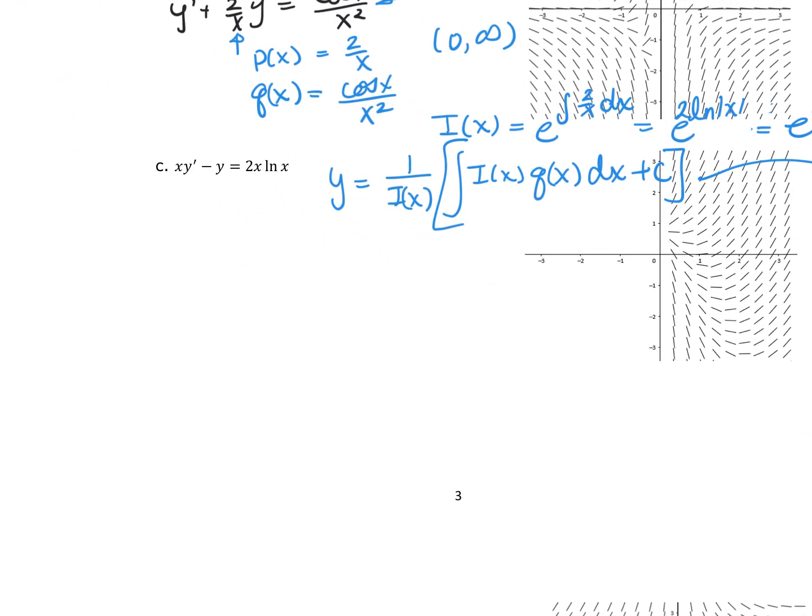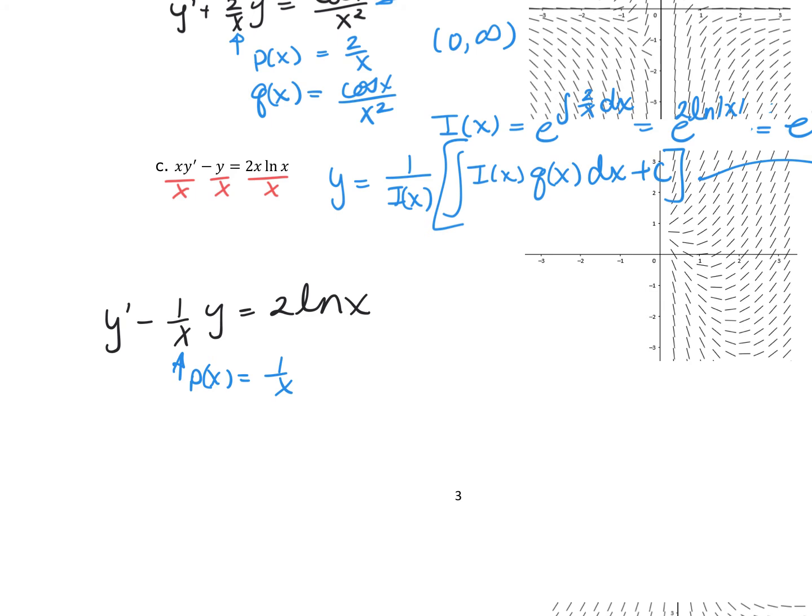Okay, let's look at my last example here, and same kind of thing. The first thing I want to do is I need to put it in the right form, so I need to isolate my y prime. So I'm going to divide everything by x. And so I've got y prime minus 1 over x multiplied by y is equal to 2 the natural log of x. A good choice for my p of x, here's my p of x, which is going to be 1 over x. That's a good choice for my p of x. I can choose negative 1 over x, and that's okay too.